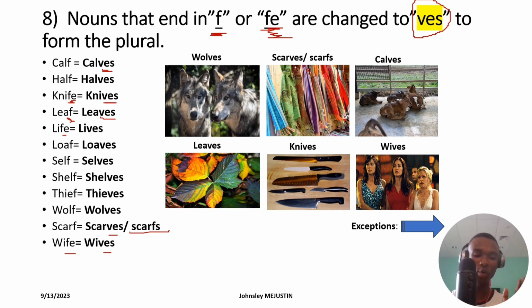Okay. So we have one calf, two calves, one leaf, two leaves, one knife, many knives, two knives, four knives. You see? One wife, one, two, three wives. We do have some exceptions. I mean, when I say exceptions, some words which end in F, but you do not remove the F and replace it with VES. Let's find out.